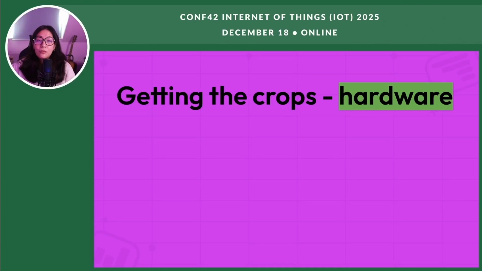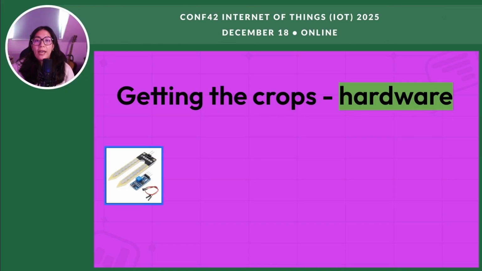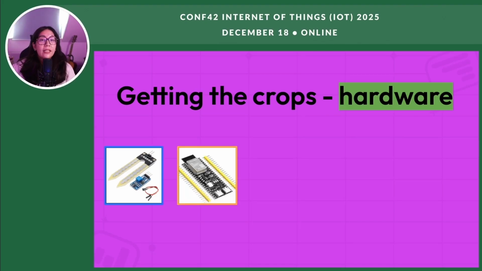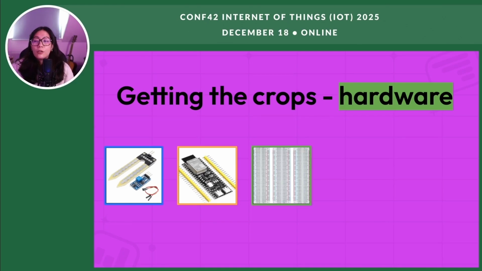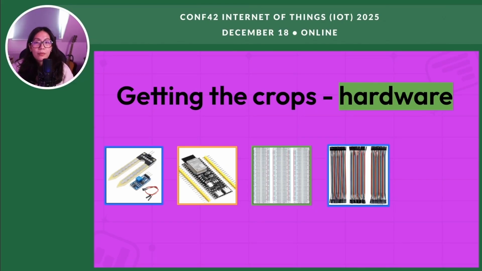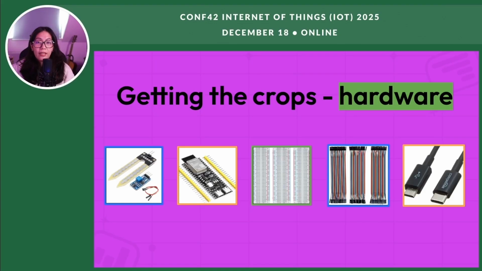There were a few bits of hardware that I had to purchase for this project. So I had to buy a soil moisture sensor, of course. I bought an ESP32 S3 DevKit development board to process the output that we receive from the sensor. I also purchased a breadboard just to plug all the components together, some wiring cables to connect the sensor to the board, and finally a USB-C cable to connect the board to my laptop.